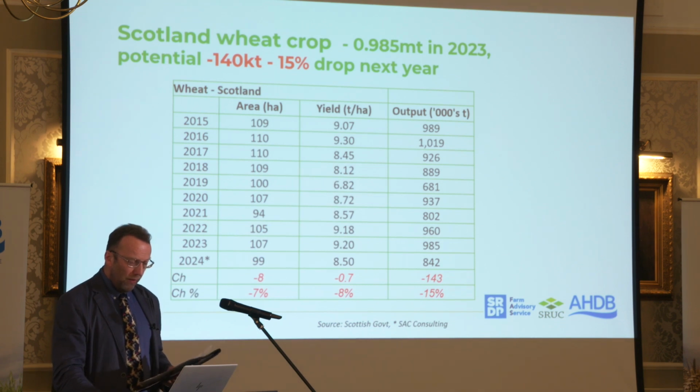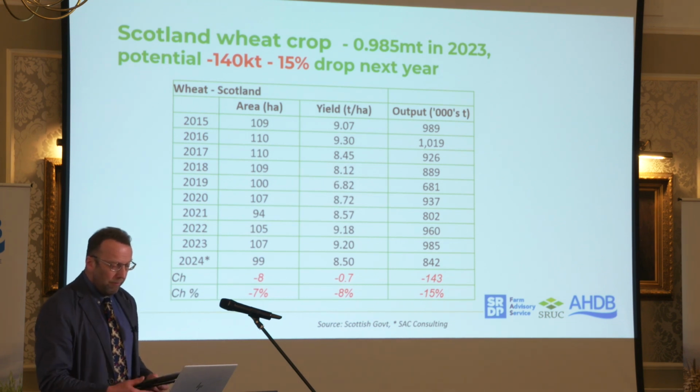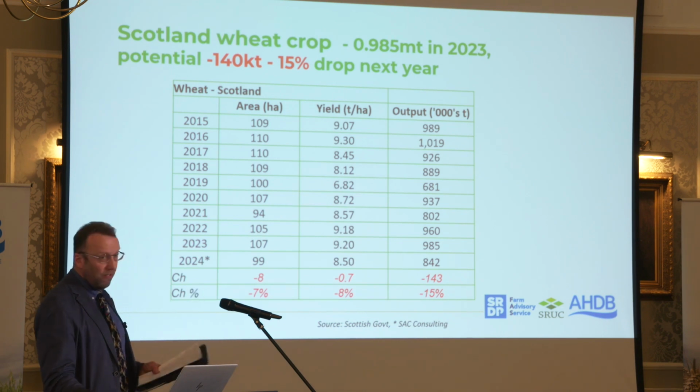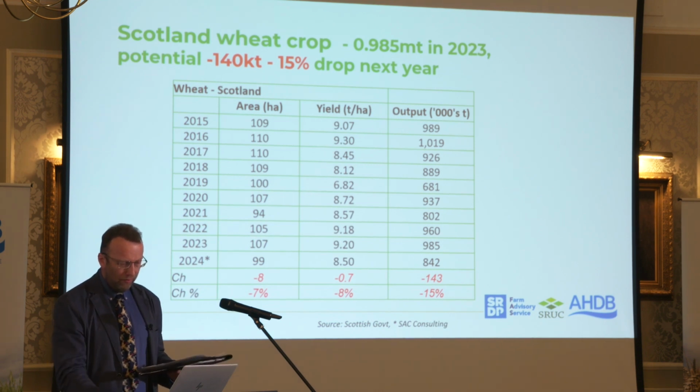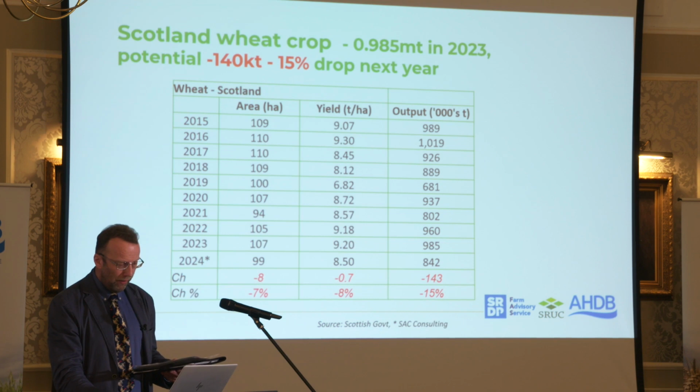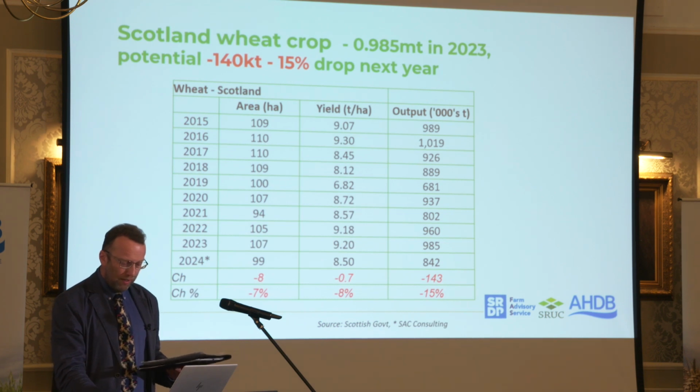This is the wheat crop. We've got potentially about 140,000 tonnes less wheat in the system next year, or this year coming, given those lower areas, and yields that no one's expecting to be fantastic, given such a poor establishment. So that obviously helps to maintain prices and premiums in Scotland.